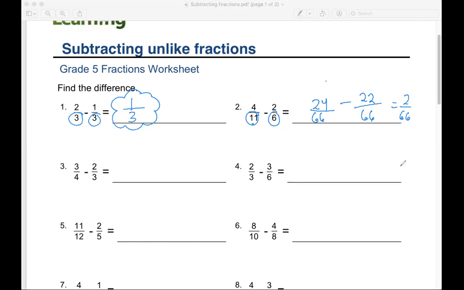Can I reduce these at all? What do you think? Do they have a common factor? They do, right? They're both even, so I can divide them both by 2 and I would get 1 over 33.